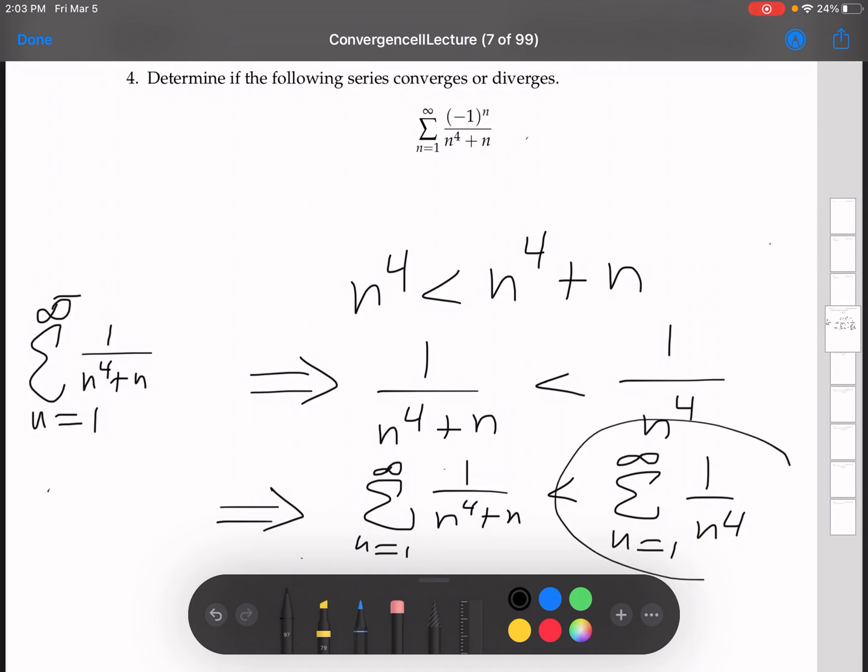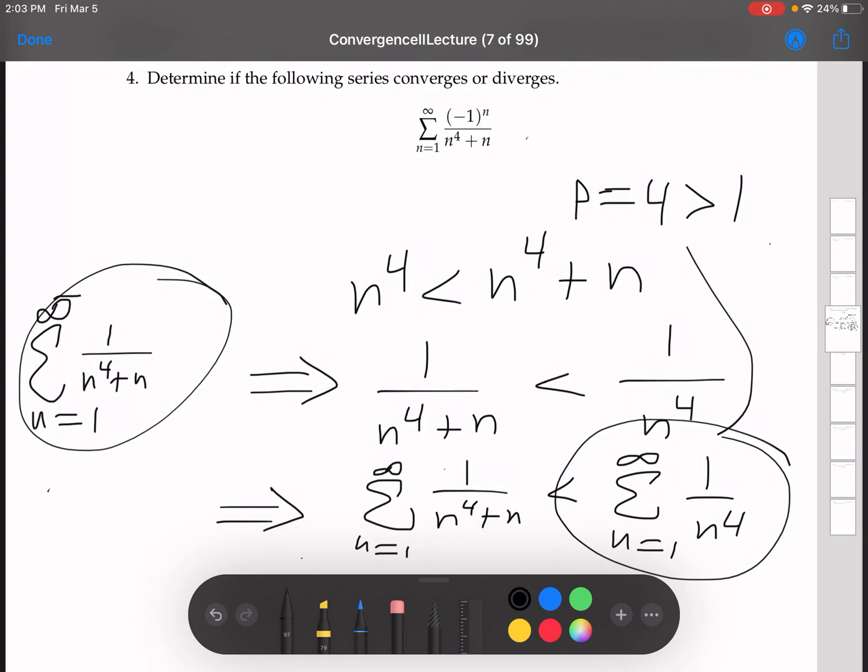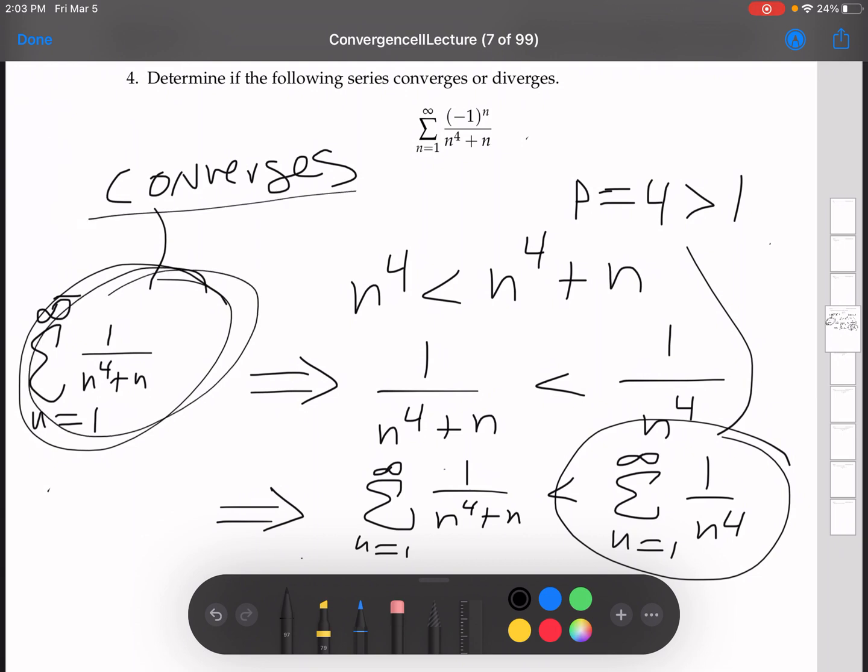Now again, this is convergent. This is a convergent p series. P equals 4 greater than 1, so it converges. Remember, smaller than convergent is convergent, so that tells us that this converges. And so since this thing here converges, we know that its associated alternating series, this thing, converges. So the answer is converges.